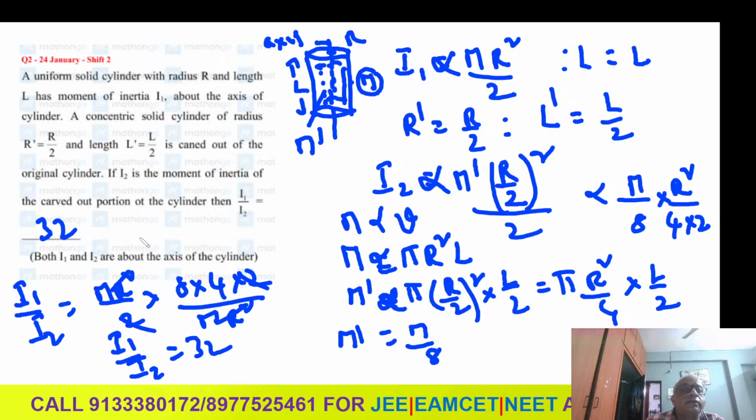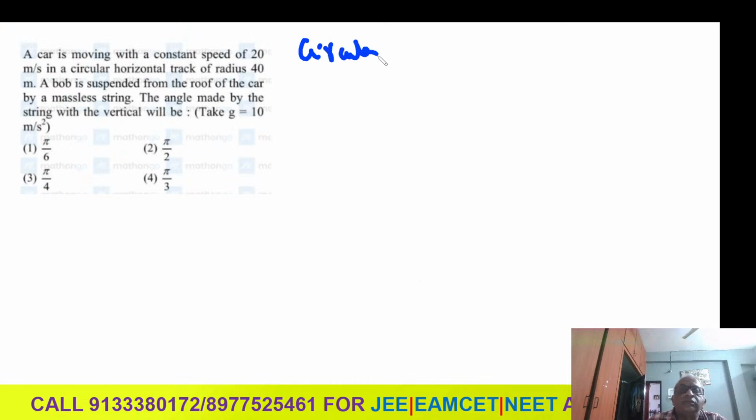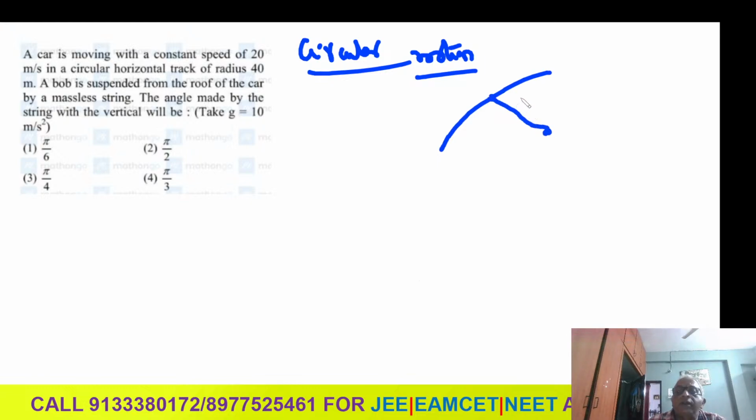Here, a car is moving with a constant speed. It's circular motion, it is not rotational. A car is moving on a circular track with a constant speed of 20 meters per second, on a circular horizontal track of radius 40 meters. Your pendulum is hanging here in the car. The angle made by this with the vertical.